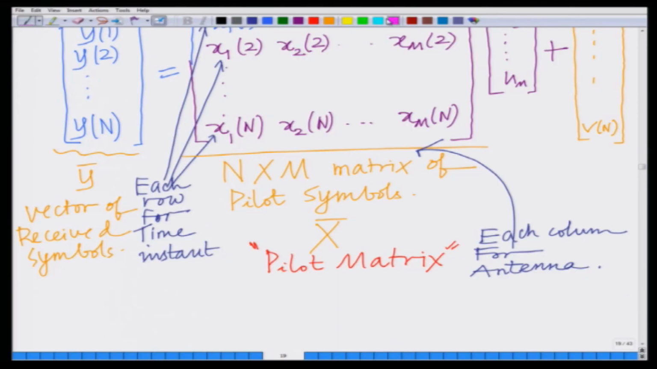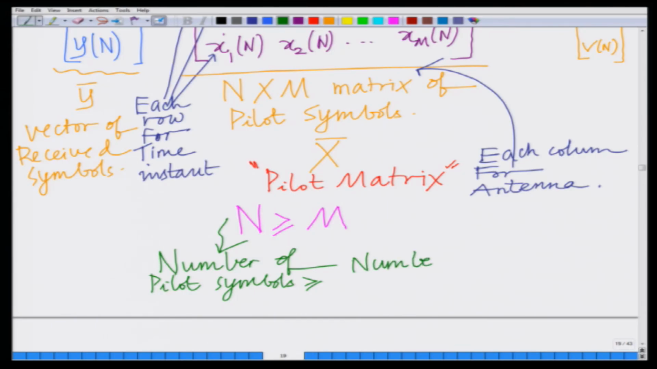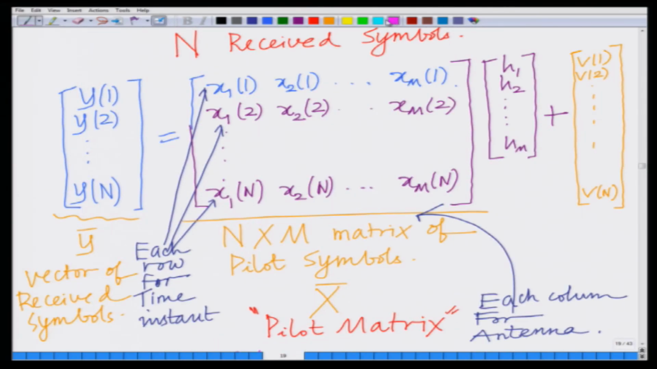So, let me also write this down. Even though it is a subtle point, it is important: n is greater than or equal to m, which basically means that the number of pilot symbols is greater than or equal to the number of channel coefficients, and of course, this we have already seen before.